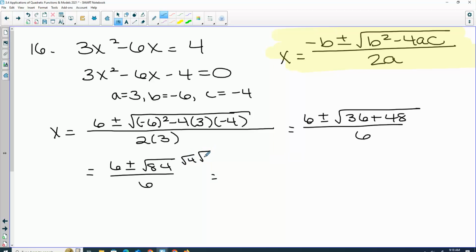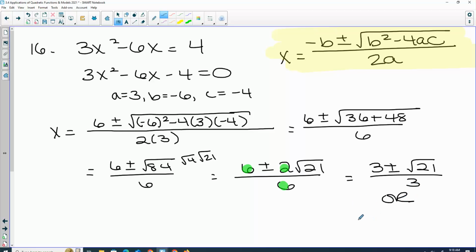Break that into a 4 and a 21. So square root of 4 is 2. Then if I'm looking at my coefficients, 6, 2, and 6, all of those can be divided by 2. So that gives me a 3 plus and minus radical 21 over 3.